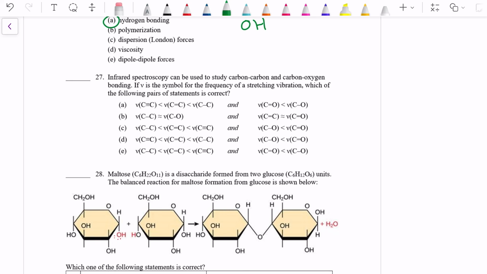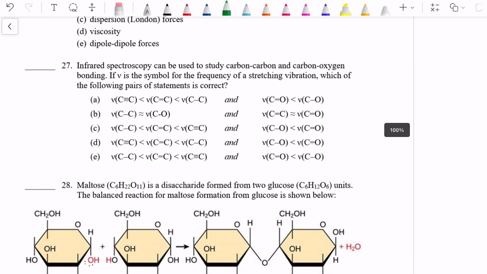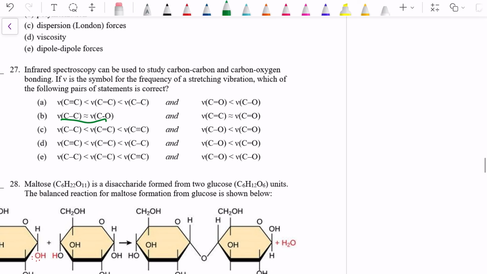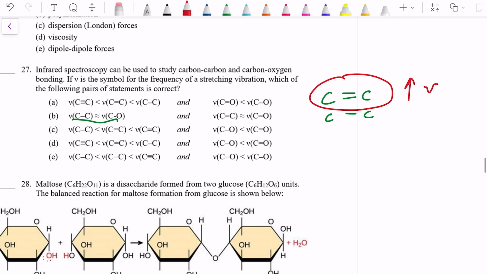27. Infrared spectroscopy can be used to study carbon-carbon and carbon-oxygen bonding. If nu is the symbol for the frequency of stretching vibration, which of the following pairs of statements are correct? So it looks like we're comparing the frequency of triple bonds to double bonds to single bonds for the same atom, except for B. What we need to know here is, let's compare a carbon-carbon double bond to a single bond. This double bond is going to have a lot more electron density, and it's a much stronger bond, which means it's going to have a higher frequency. It's going to have a higher nu. And the weaker bond is going to have a lower frequency.